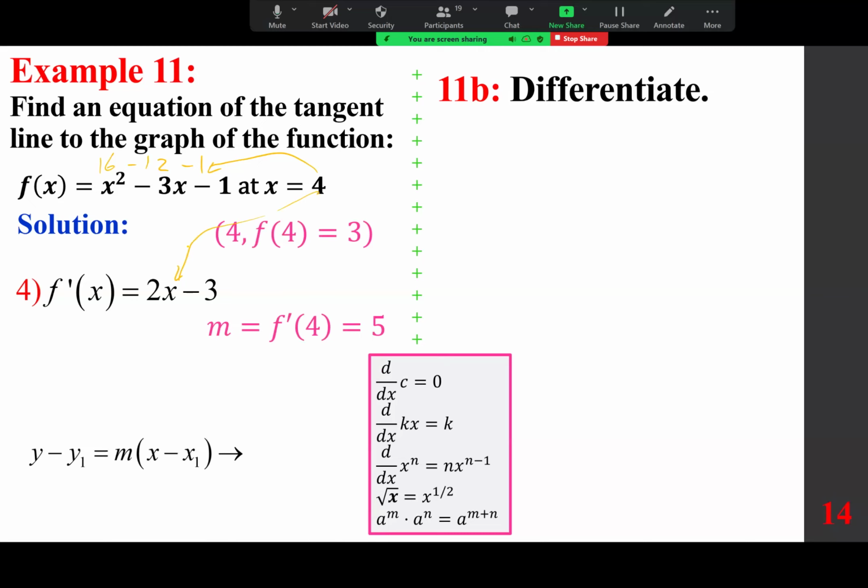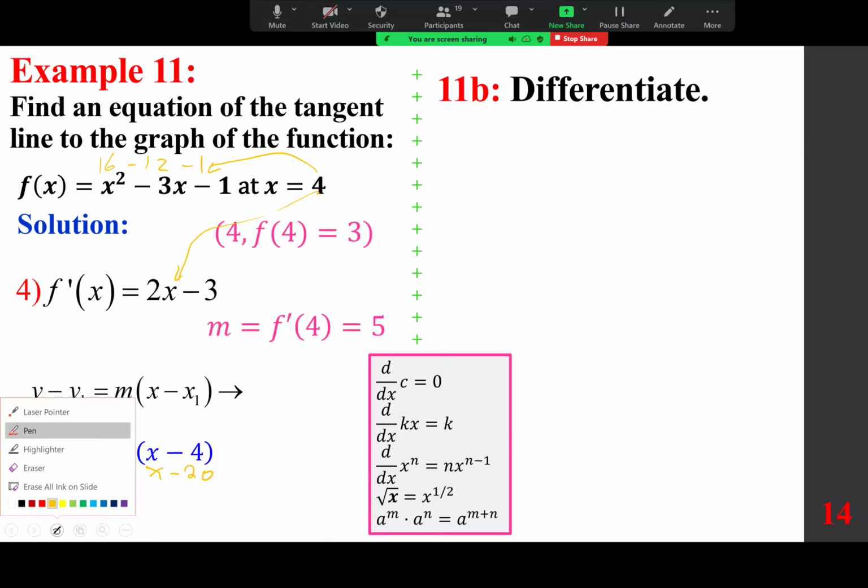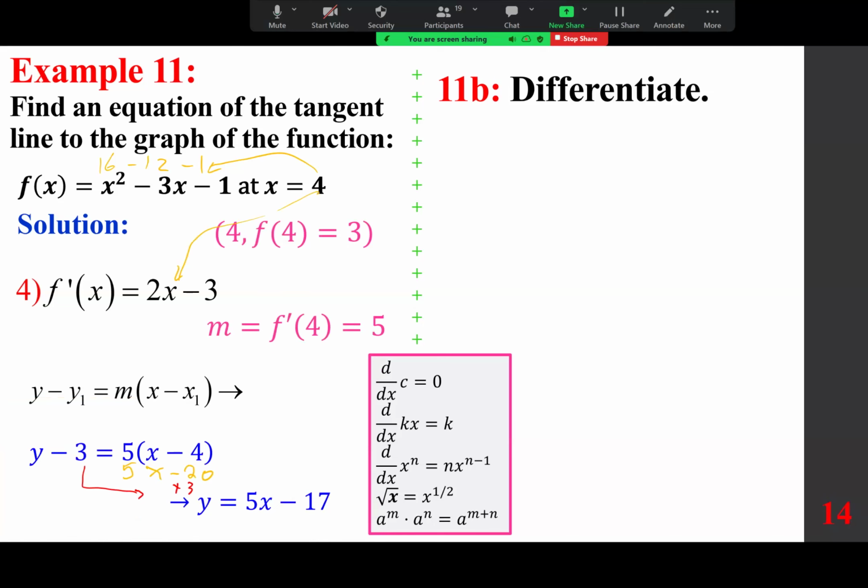And now we are ready. y minus y1 equals m times x minus x sub 1. That means y minus 3 is 5 times x minus 4. And y equals 5x minus 70.